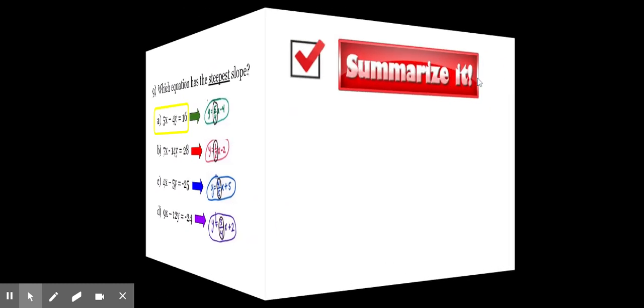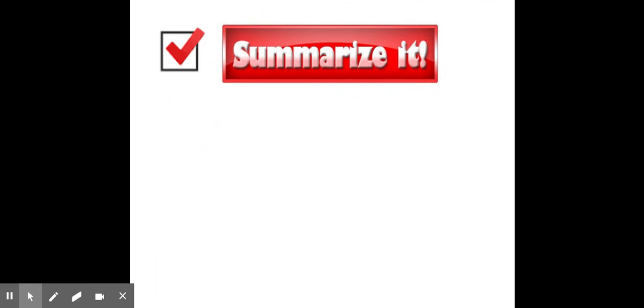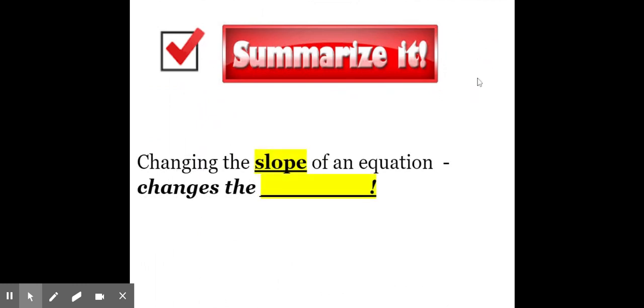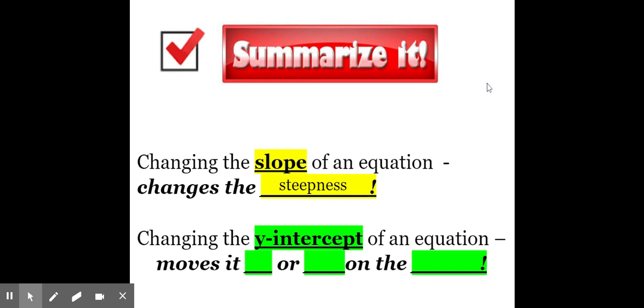So now, summarizing, let's do the summary in your notes. When we change the slope of an equation, it's going to change the steepness. The bigger the number, the steeper the slope. Doesn't matter if it's positive or negative. The second thing that we investigated was the y-intercept. When we change the y-intercept of an equation, it's going to move or shift it up or down on the y-axis, because that's where you find the y-intercept.